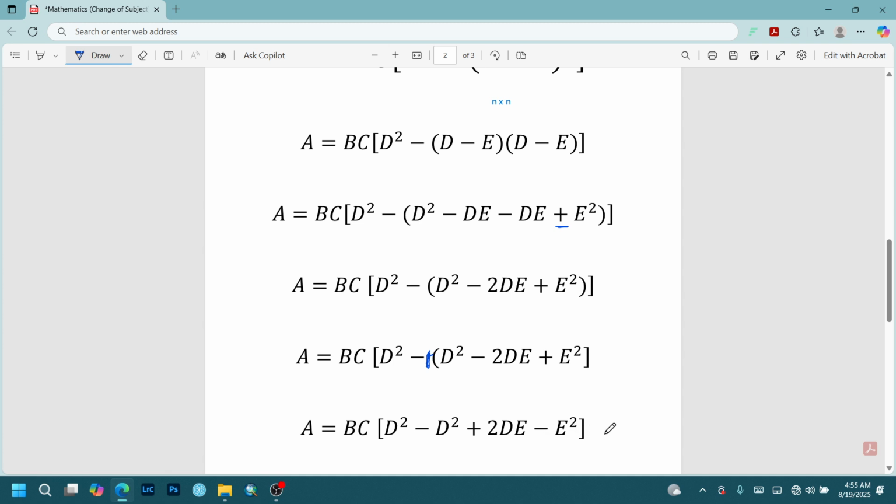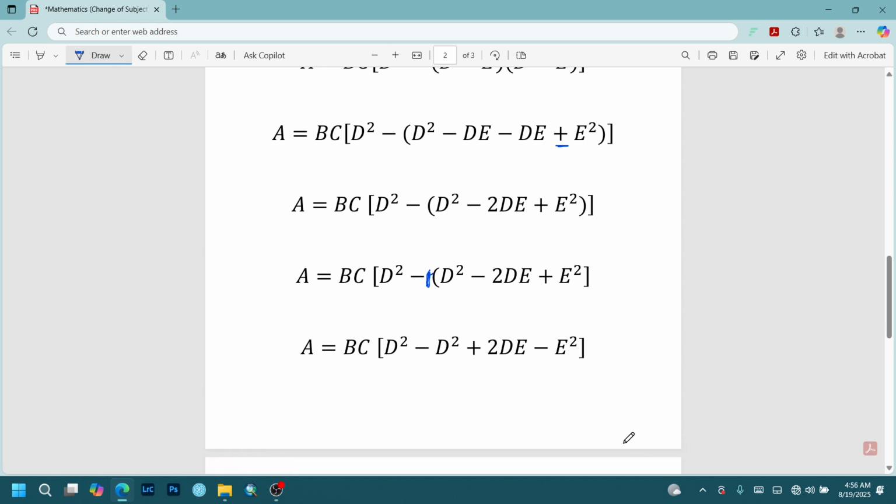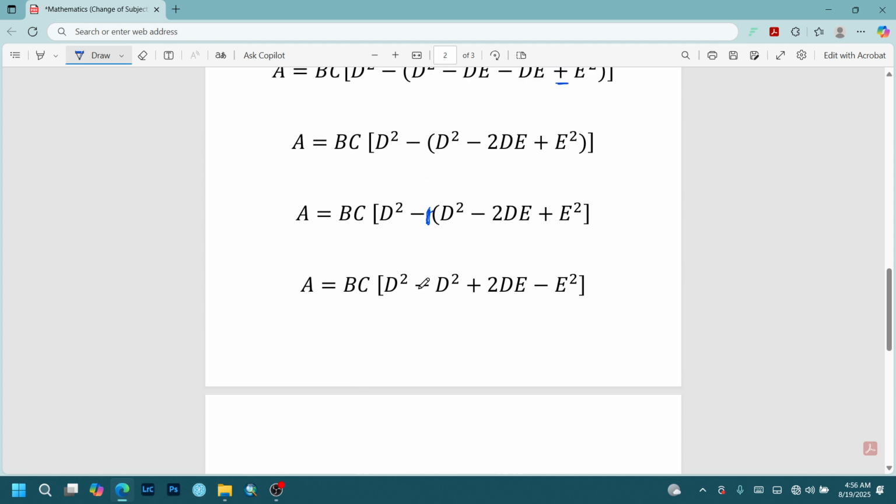Based on the same rule, a negative multiplied by a positive becomes a negative. So that's how we have negative E square. So we are going to have our equation to be A is equal to BC multiplying D square minus D square plus 2DE minus E square. Now, watch carefully. D square minus D square will give us 0.